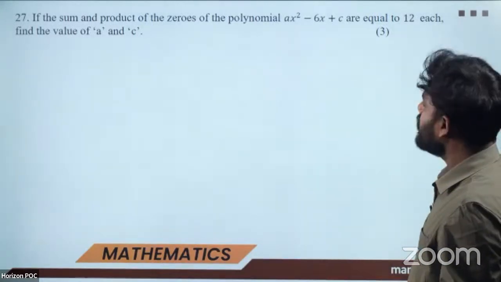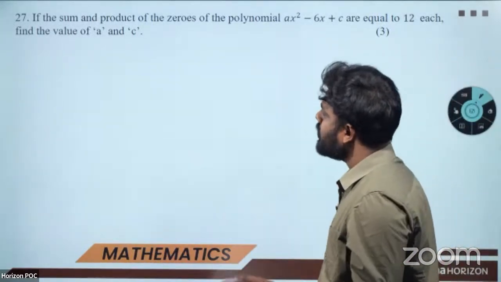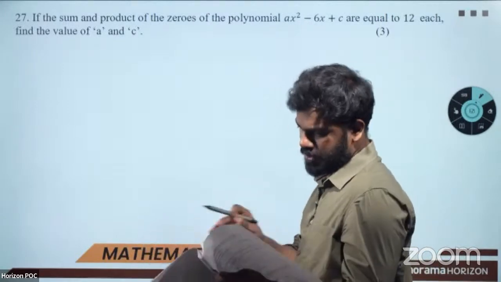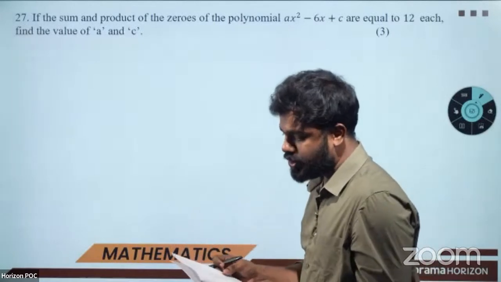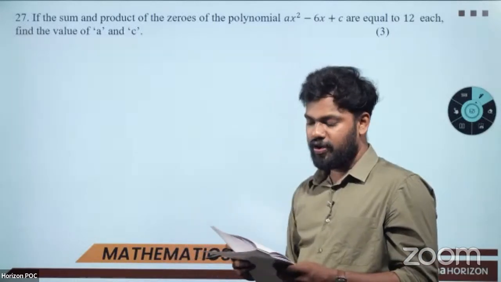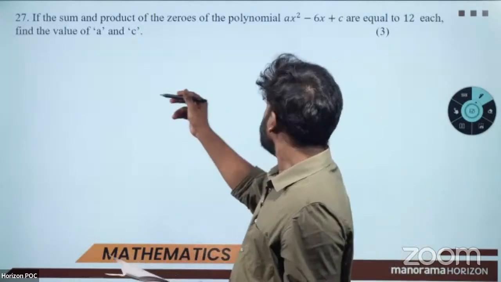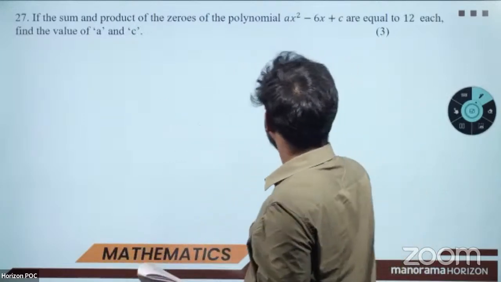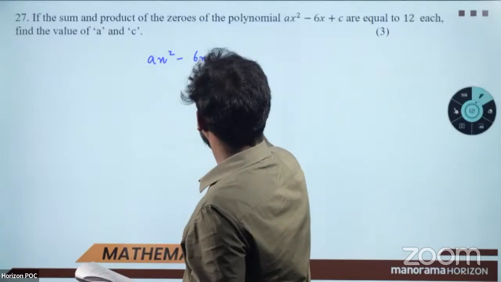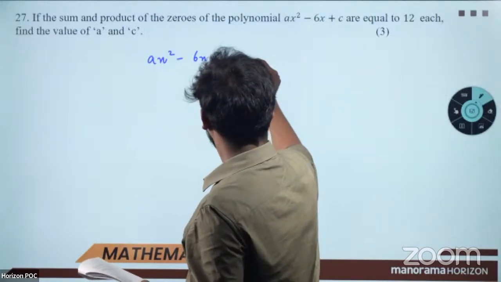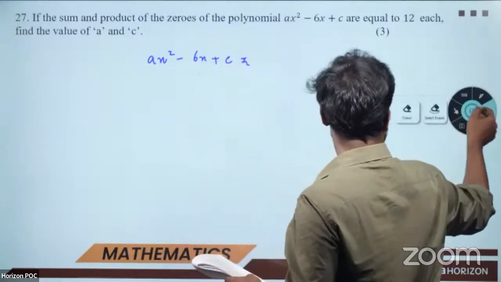So what is the next one? 27. The sum and the product of zeros of the polynomial ax square minus 6x plus c are equal to 12 each. What is the value of a and c? So what is the polynomial here? Ax square minus 6x plus c. So that is a polynomial, right? Yeah. So this is a polynomial.